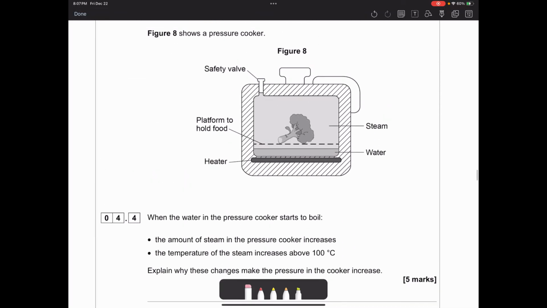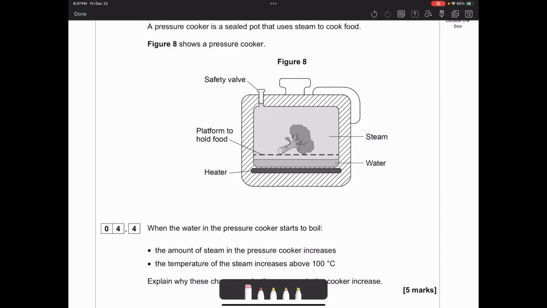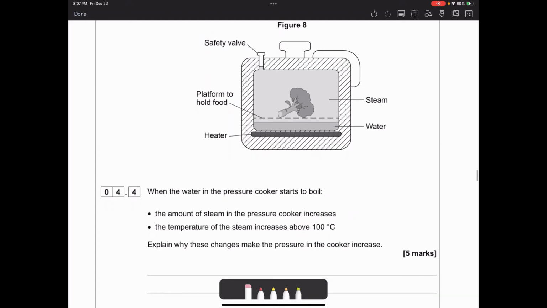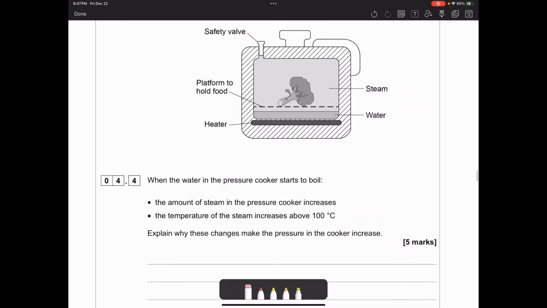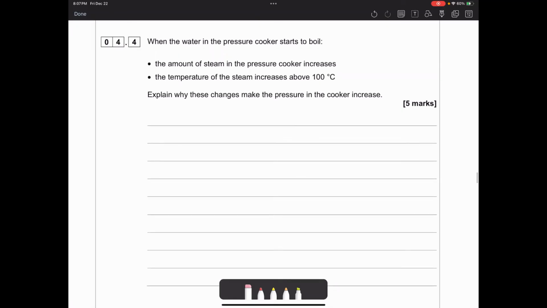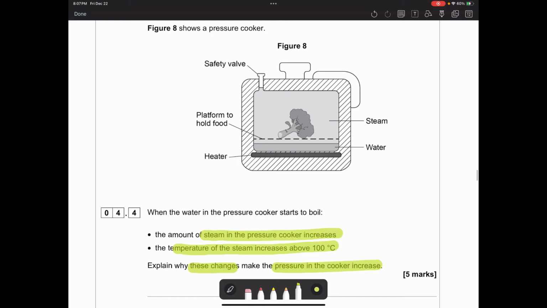Okay, question 4.4 then. A pressure cooker is a sealed pot that uses steam to cook food. Figure 8 shows a pressure cooker. So you've got steam, water, a heater, and a platform for the food, and then a safety valve. When the water in the pressure cooker starts to boil, the amount of steam in the pressure cooker increases, and the temperature of the steam increases above 100 degrees. Explain why these changes make the pressure in the cooker increase. So this is getting you to explain why the gas pressure has increased when we start heating it up. I've given you 2 bullet points, so make sure we refer to both of them.